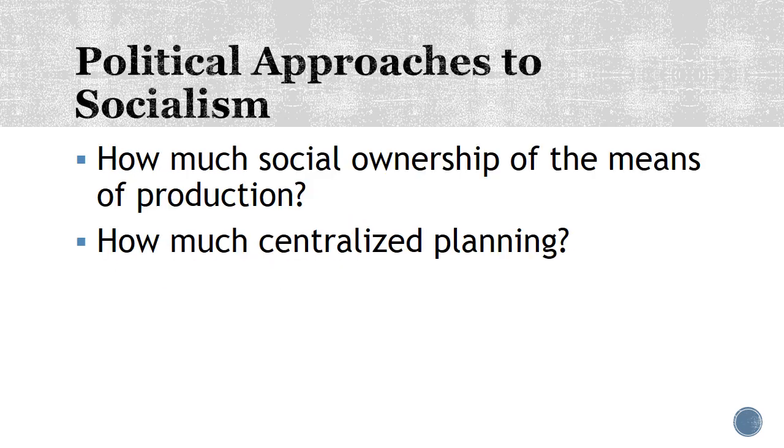And so, for a socialist system, there are lots of different political approaches, just like there were to capitalism, and these primarily take a couple of different kinds of spectrums, right? So, number one, how much social ownership of the means of production? If it's very little, that would be a country that's not particularly socialist. If it's a whole lot, that's a country that's more socialistic, right? But of course, there are all kinds of different stages in between. How much social ownership of the means of production, and of course, then how much centralized planning.